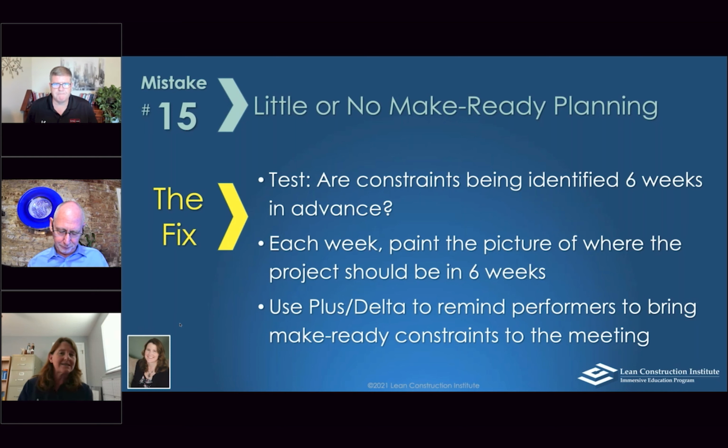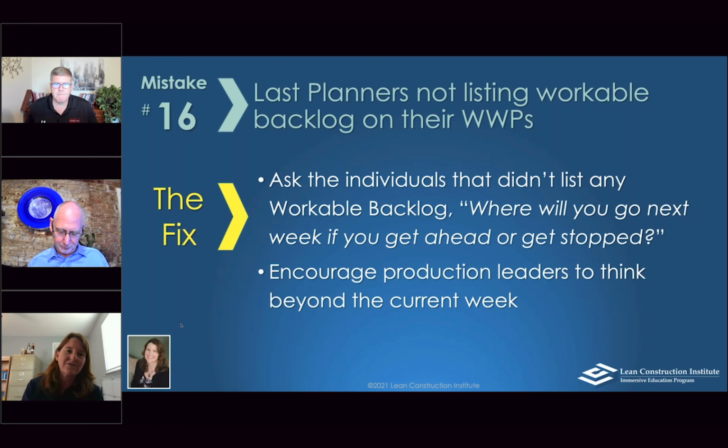And then number 16, which also leads into flow, which is ensuring that the last planners, well, the mistake is that last planners are not listing workable backlog on their weekly work plans. Workable backlog is your plan B. There are a lot of reasons we would need that plan B. Either you can't get your work done for some reason, someone else wasn't able to do their work, a delivery didn't come in, an RFI didn't get answered, something like that. Or it could be something like, hey, we finished 2 days early and we just didn't even see that coming.